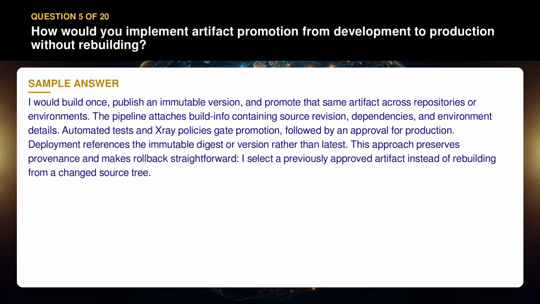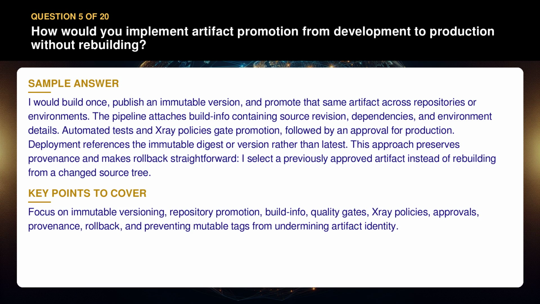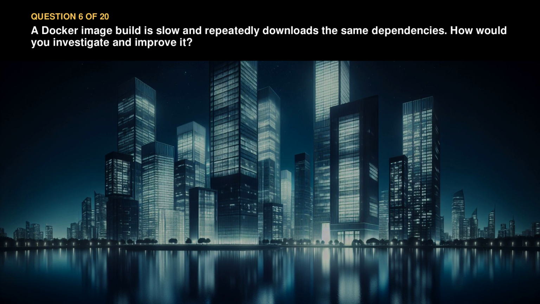I select a previously approved artifact instead of rebuilding from a changed source tree. Focus on immutable versioning, repository promotion, build info, quality gates, Xray policies, approvals, provenance, rollback, and preventing mutable tags from undermining artifact identity.